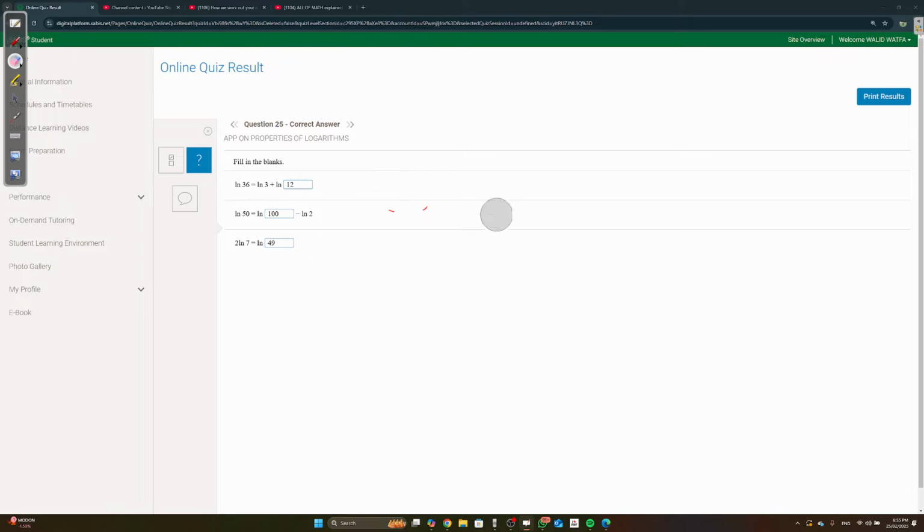Type ln 50. They want to write it as ln something minus ln 2. Minus means what? Division, right? So we're going to say ln 50. They want to write it as ln of a number we don't know. If I just call it x, minus means division, so divided by 2. Type x over 2 equals 50. What's x? Solve it. 50 times 2, 100.